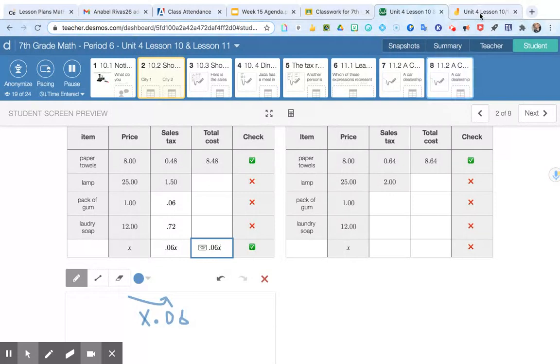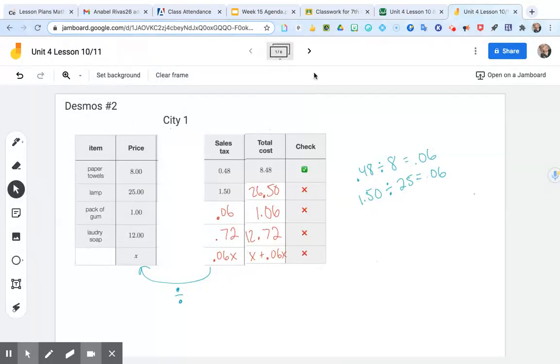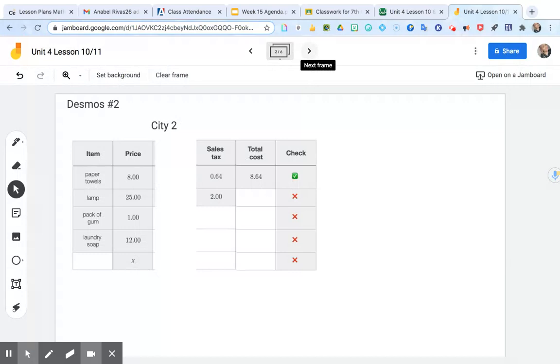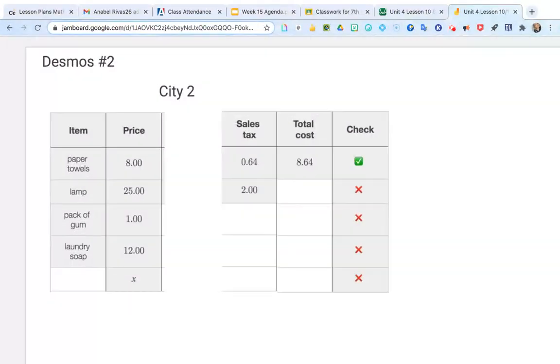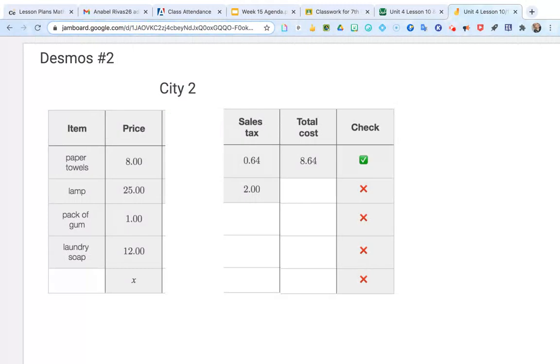For city 2, I'm going to do the same thing. So I need to figure out what I'm multiplying by. So I multiply by the tax, or my K. So think of this as X and Y. And so I'm trying to figure out what is my multiplier? What is my K? What is my constant? What is my tax? All right, so I'm multiplying. So I'm going to do 8 times what is 0.64, 25 times what is 2, and then those should help me find the rest.